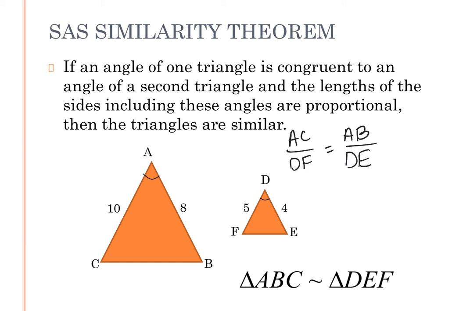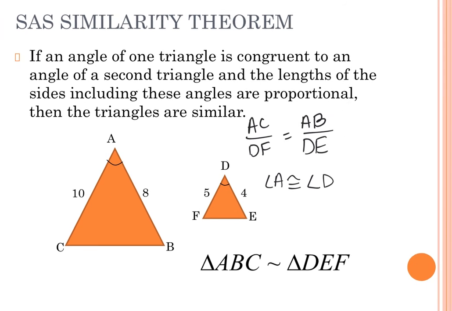Do you see how this is different? It's only two sets of sides because we also know that angle A is congruent to what? Angle A is congruent to angle D. Okay? So if you can prove that the angle between the two sets of proportional sides is congruent, then you just need two sides. Do you guys see how that's different? We don't need to include CB and FE.